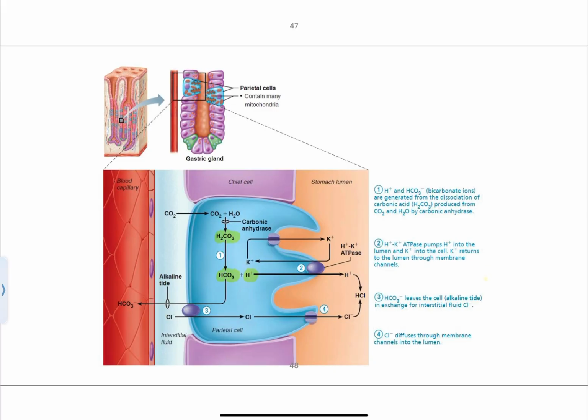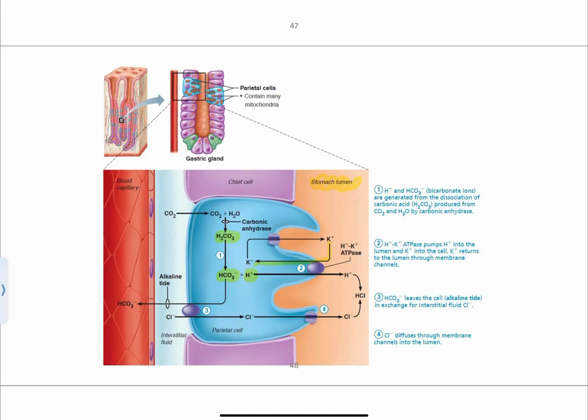Once we have that being produced from carbon dioxide and water entering the parietal cell, we have a really important pump called the hydrogen potassium ATPase pump that pumps the hydrogen ion from that breakdown into the lumen. This is our stomach lumen over here in orange. It pumps potassium into the cell itself. The potassium returns to the lumen through membrane channels, so we can see it being returned back through.